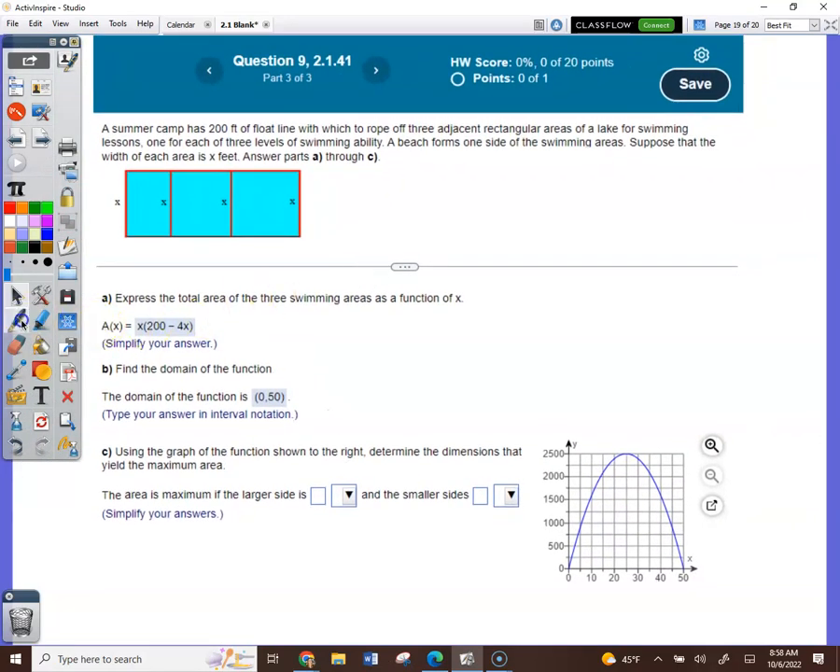See, mine changed numbers. That's what I was afraid of. Mine changed numbers when I hit preview for the new one. Oh, okay. So, my larger side, there is 200 minus 400.